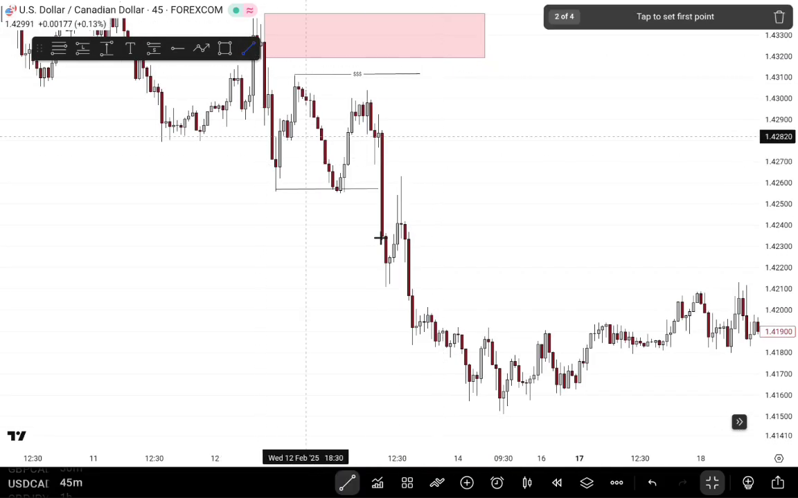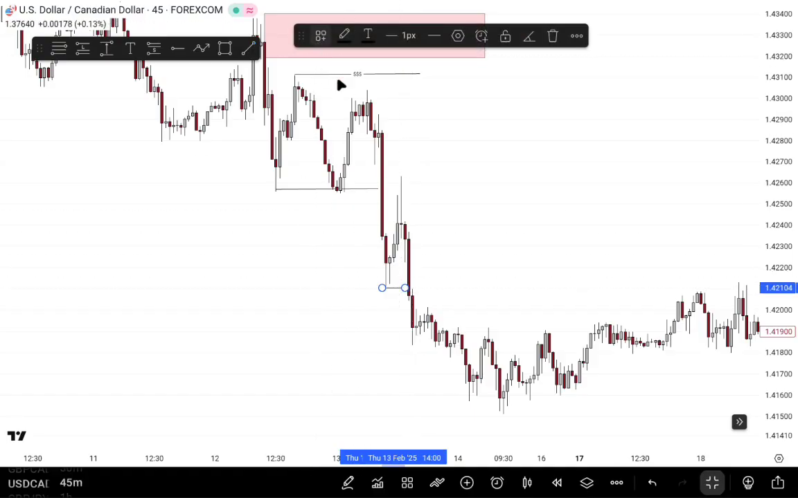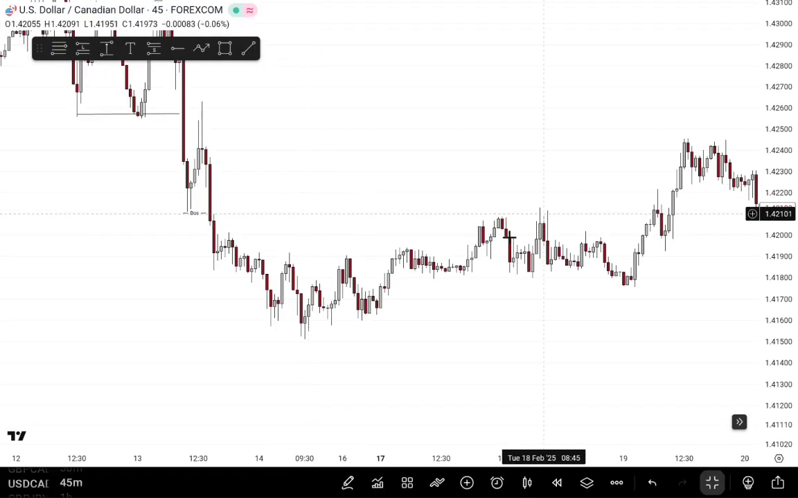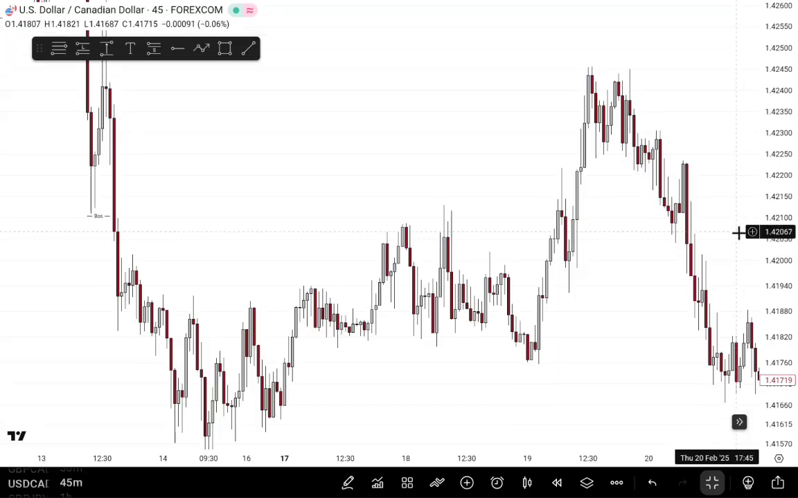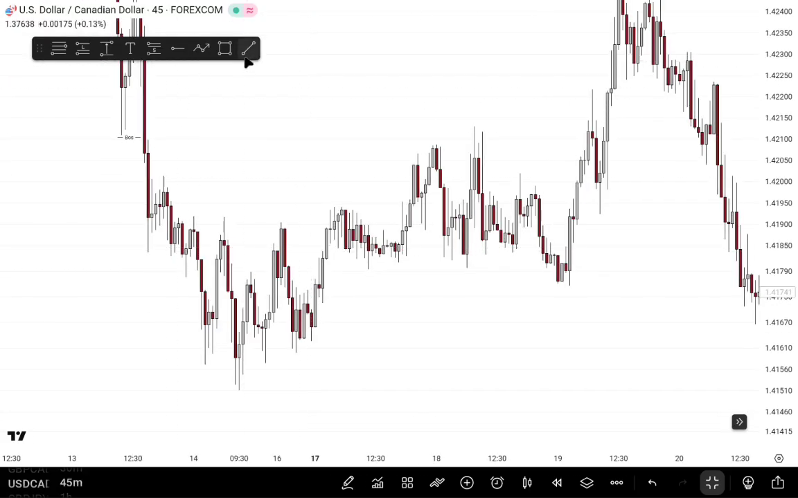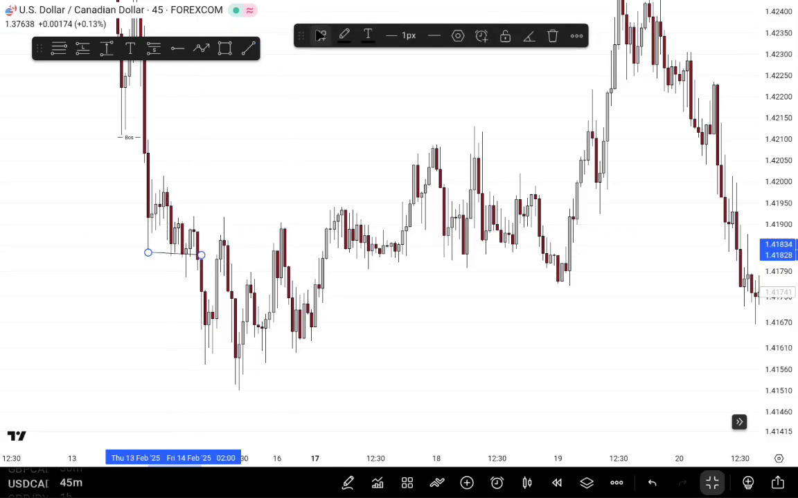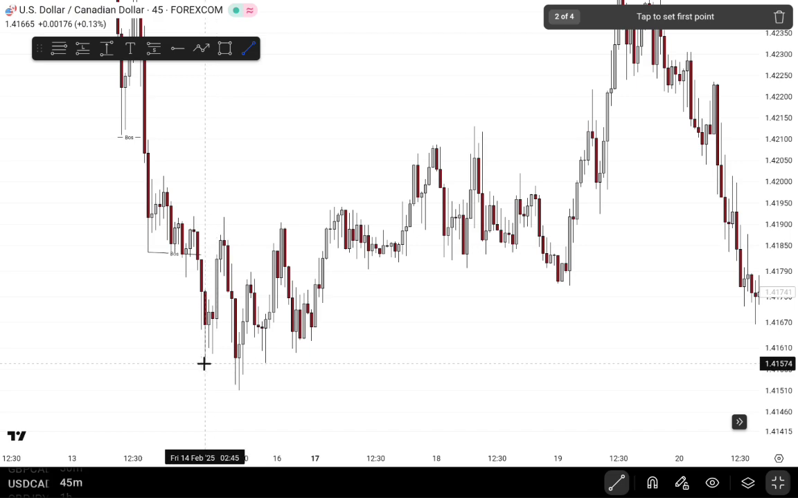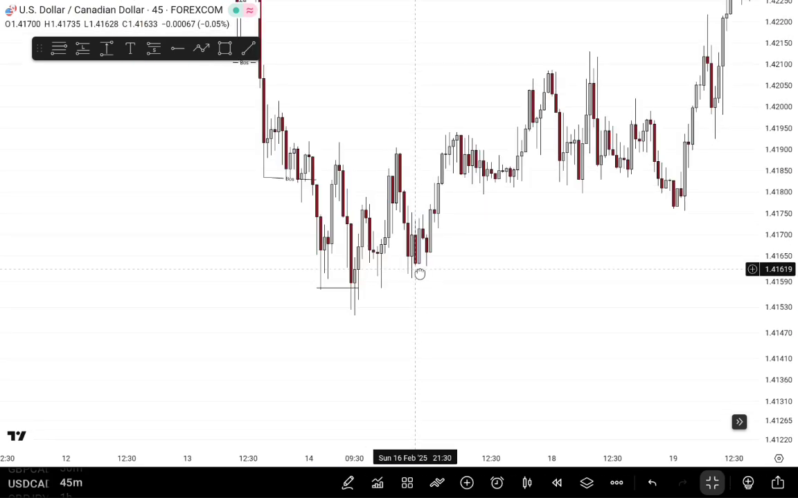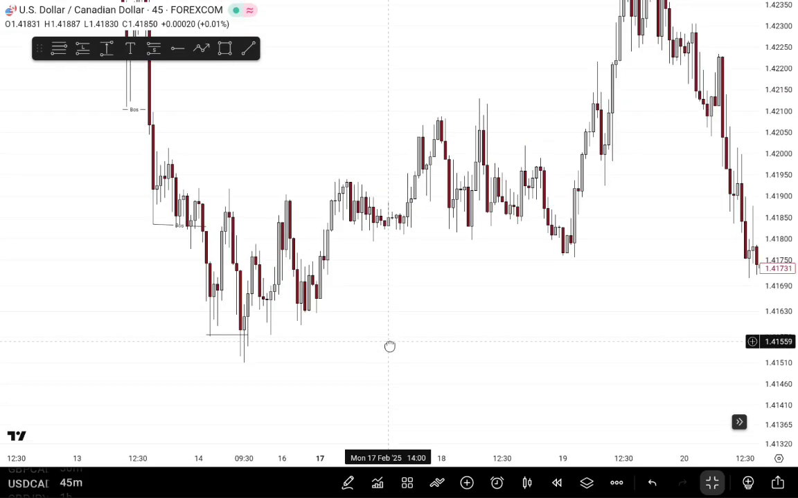We also have this break to the downside at this point. So we have this break of structure to the downside. This is a weak rejection. It's not a break of structure, right? So this is a weak rejection here. Please know how to mark out your break of structure.